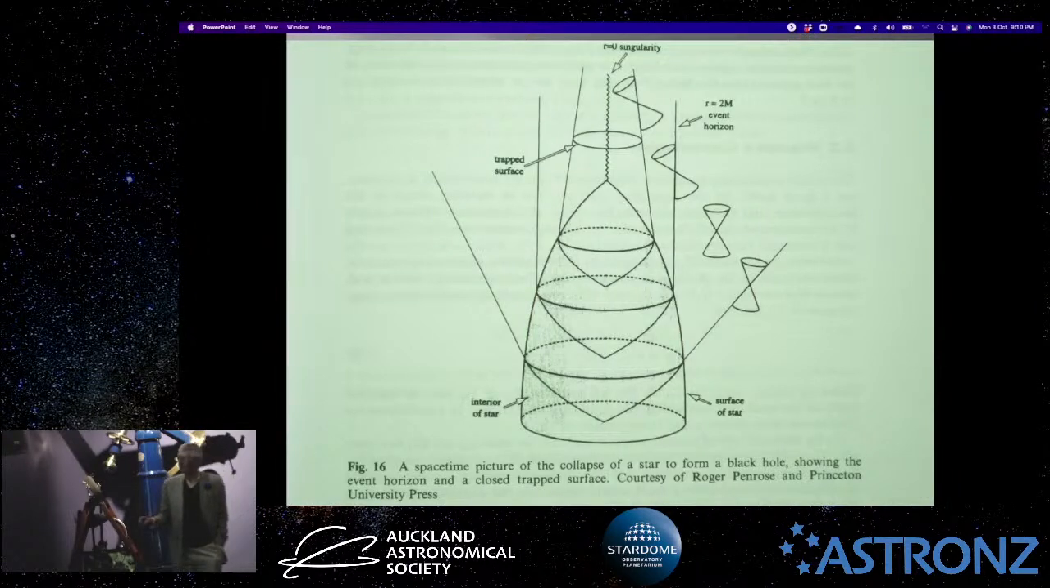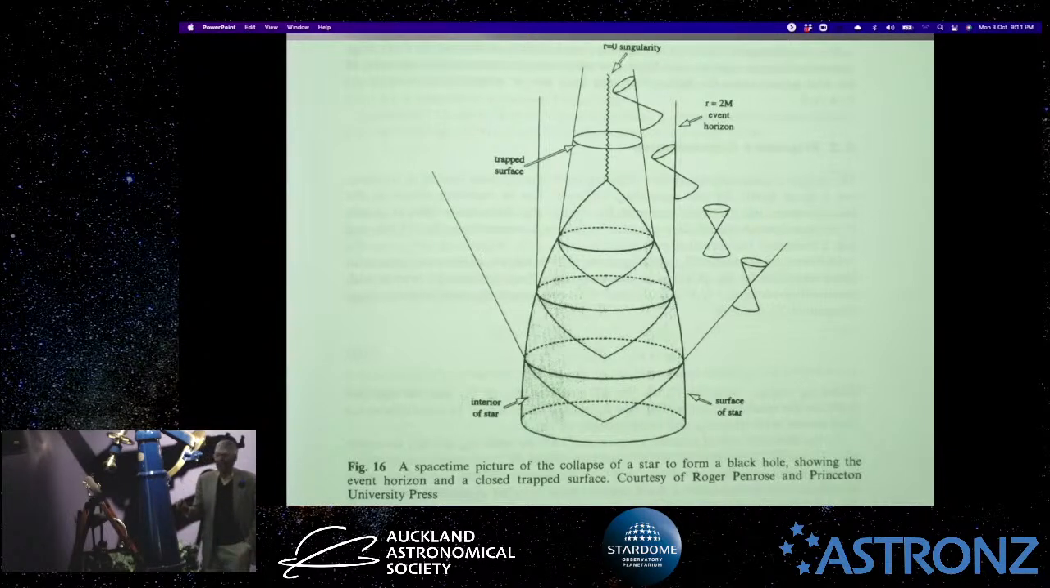This is a diagram from Roger Penrose, a spacetime diagram. This is the time axis here. This is the space axis. This is a star collapsing into a black hole. These represent the light cones. And notice that the light cones are tilting over. As you pass the event horizon, the light cone is tilted over by 45 degrees, so all the light is going inside the black hole. Eventually it will go to a geometrical point called a singularity here. R equals 2m, event horizon, there you go.